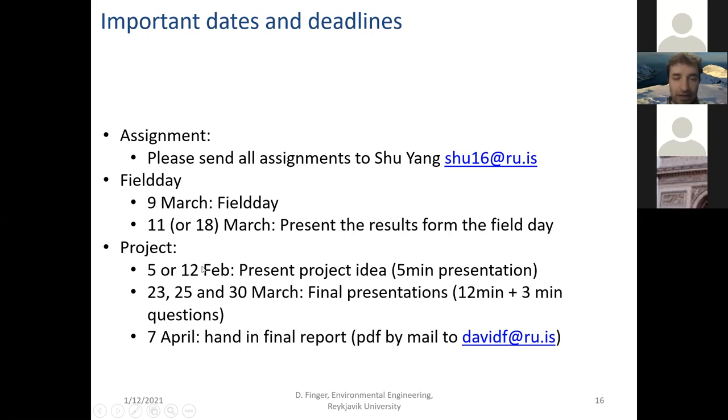Also, what I would like to ask you, so this is quite important. I think I have a typo here because 5th of February is not quite right. But what I would like you to do is to prepare your project idea for next Thursday. So if you already have a project idea that you would like to work on within your sustainability project, please present it this upcoming Thursday. It's only a 5-minute presentation.